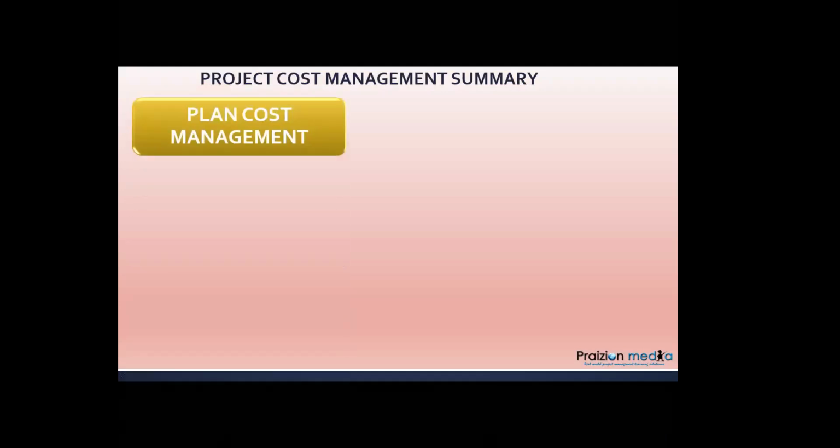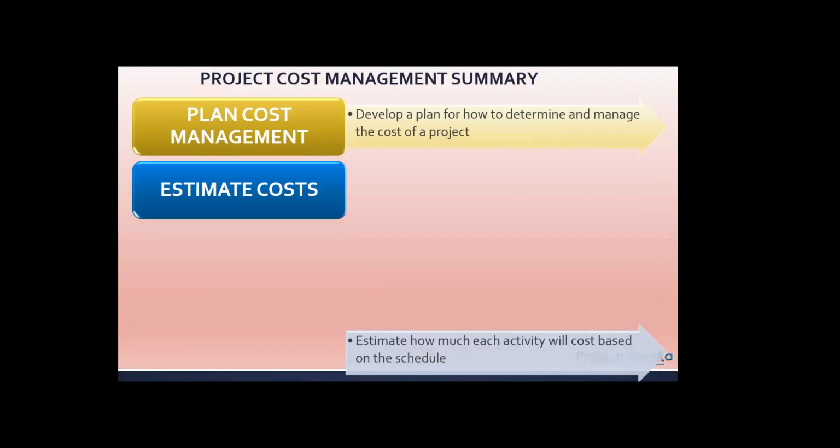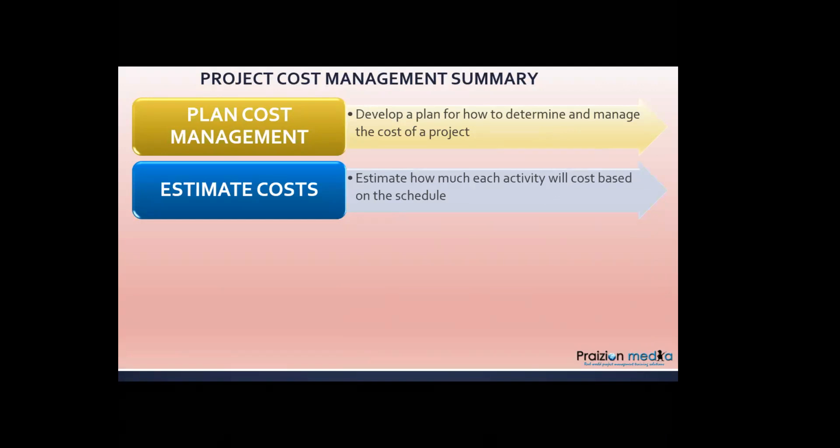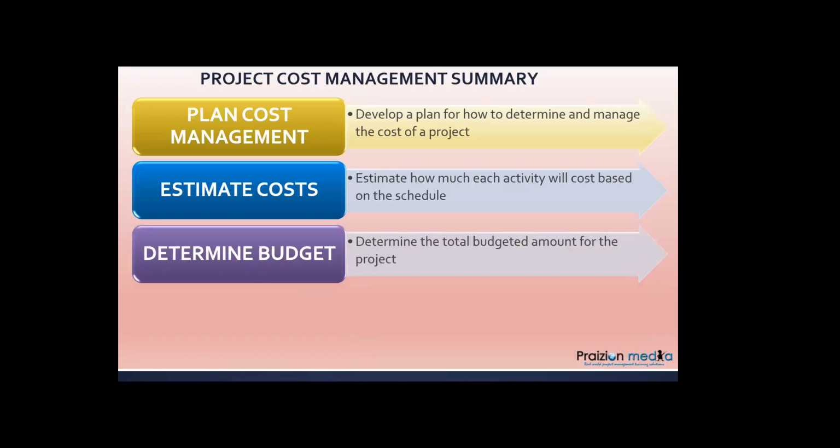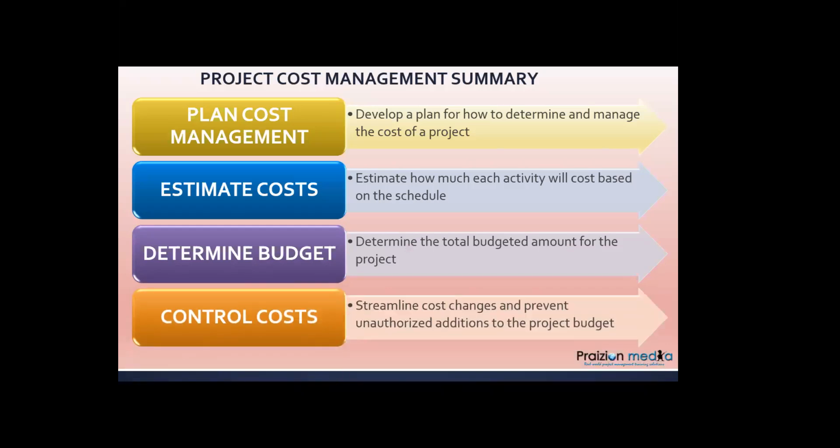So let's take a look one more time. Plan cost management. This is where we develop a plan for how to manage cost on the project. Estimate cost. This is where we estimate how much each activity will cost based on the schedule. We need to take the schedule into account. Determine budget. This is where we determine the total budgeted amount for the project. And control costs, this is where we streamline any cost changes. This is where we prevent unauthorized additions to the project budget, wasteful spending, and things such as that. So I just wanted to give you guys a top of the waves view of what exactly is happening here.